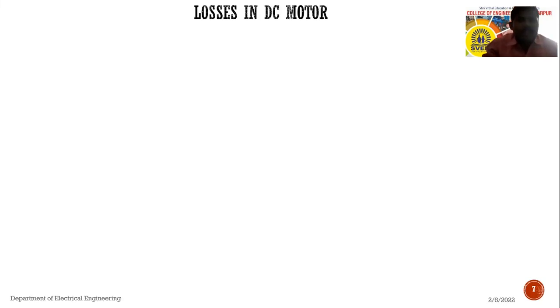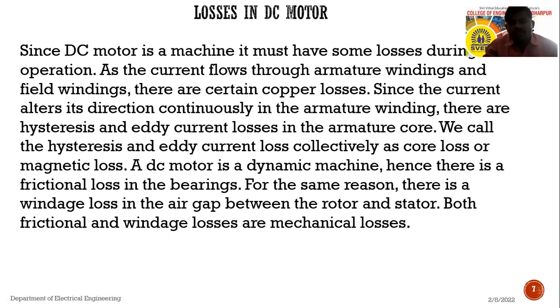Before discussing that, we will discuss the losses in a DC machine or DC motor. Similar to a DC generator, there are losses due to the rotational part, due to the winding resistance, and also due to the magnetic property of the material. Since a DC motor is a rotating machine, it must have some losses during its operation.